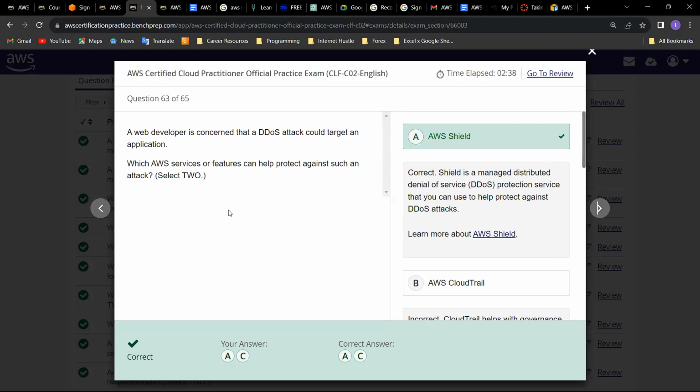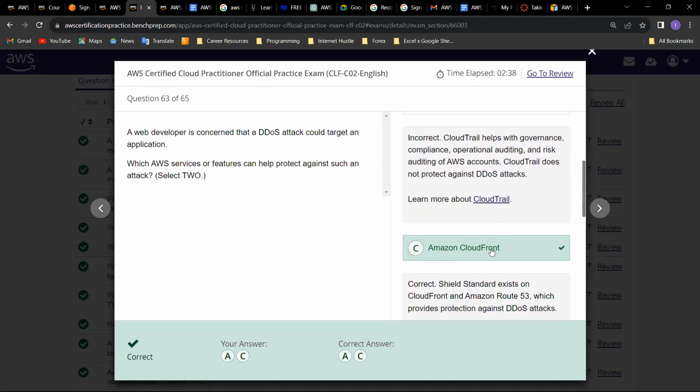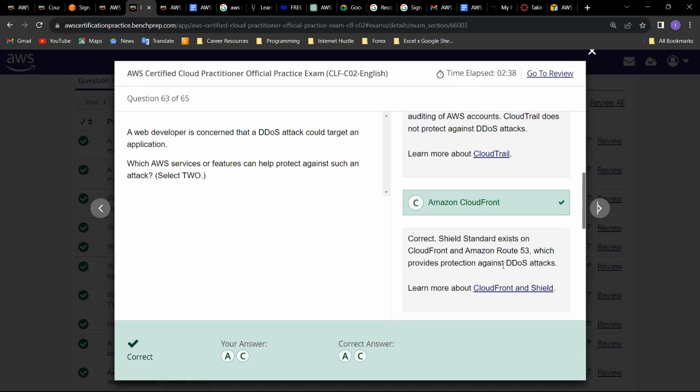So a web developer is concerned that a DDoS attack could target an application. So I think here now you dispute yes, AWS Shield, but CloudFront also has that shield service, right? So it exists in either CloudFront or Amazon Route 53. If you saw Route 53, it's similar to Cloudflare.